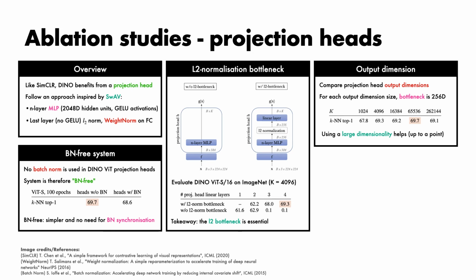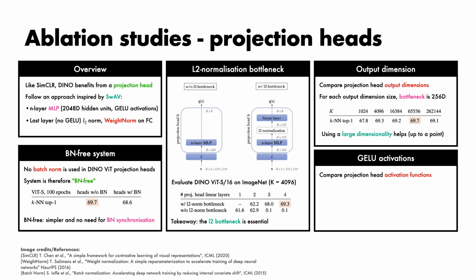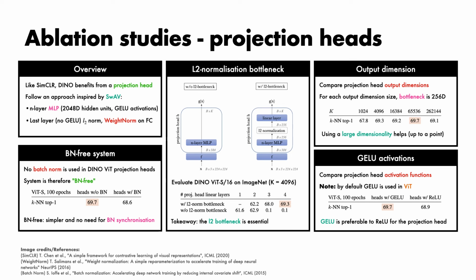Finally, we compared different choices of activation functions for the projection head. Note here that in ViT, GELU is used by default. To explore options, a ViT-S model is trained for 100 epochs using either GELU in the projection heads or ReLU in the projection heads. It is found that GELU works quite a lot better, so the reasonable takeaway here is that GELU is preferable for the projection head.